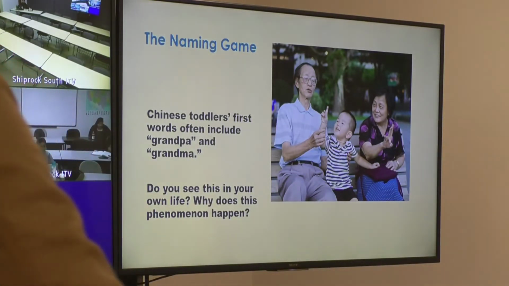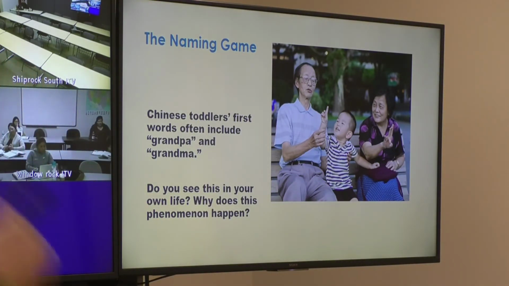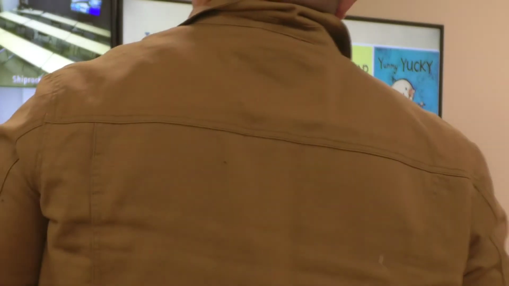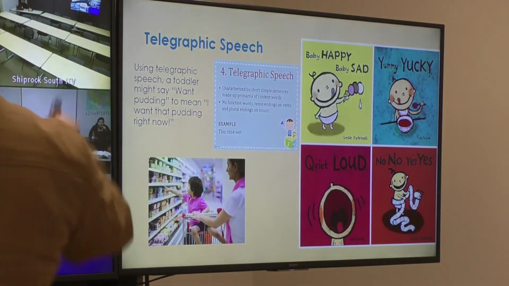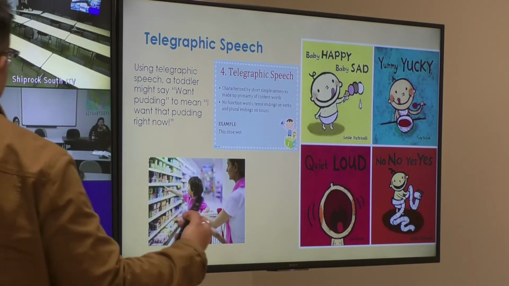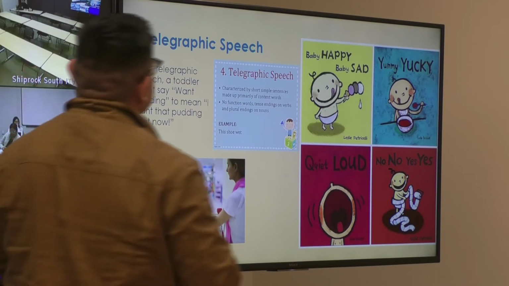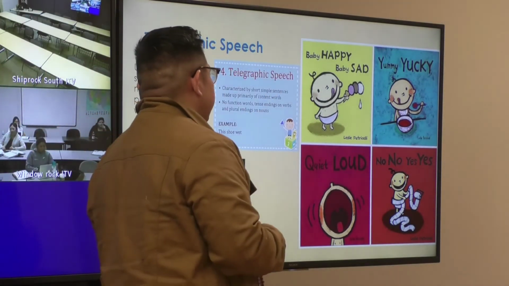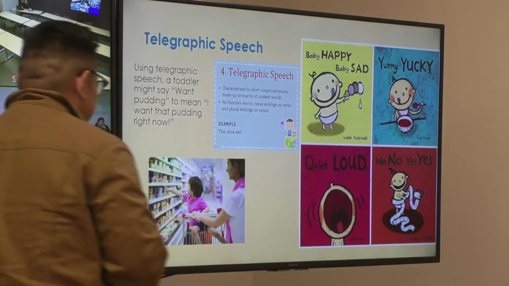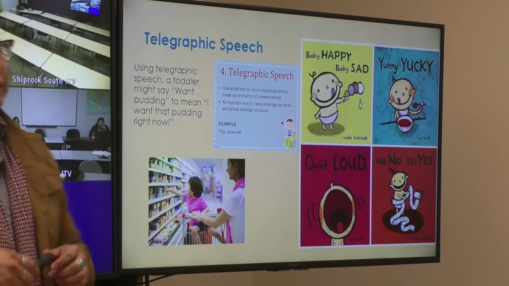Because one, a lot of times you hear it in the home. And that's one of the big things, the naming game. They're learning all these different things. They're implementing it because one, they think this is important. For the child, they're just absorbing as much as possible. So telegraphic speech, one of the big things is I want, and that's where they're primarily putting all these simple things into context. Baby happy, baby sad, yummy, yucky, quiet, loud, no, no, yes, yes.